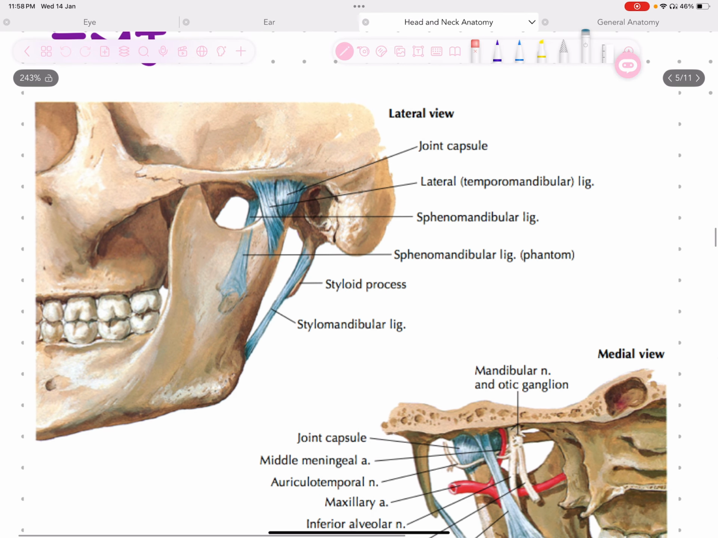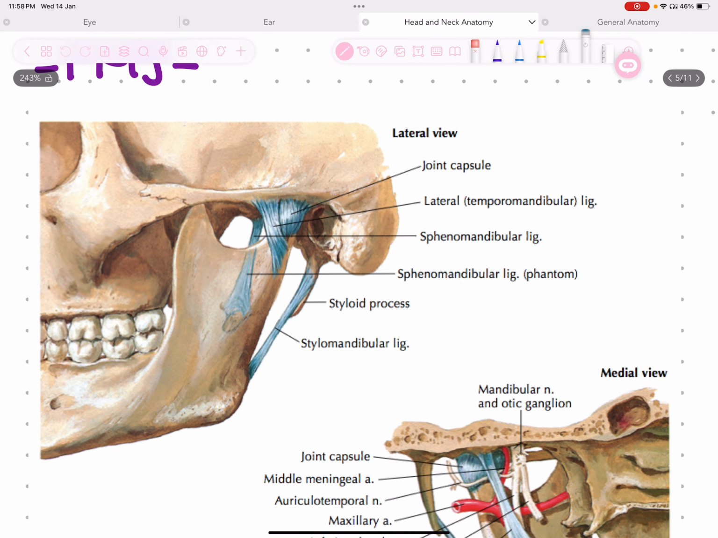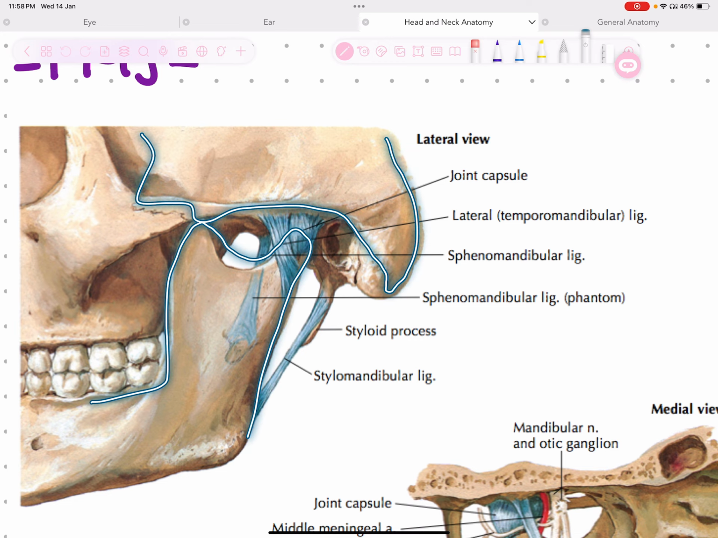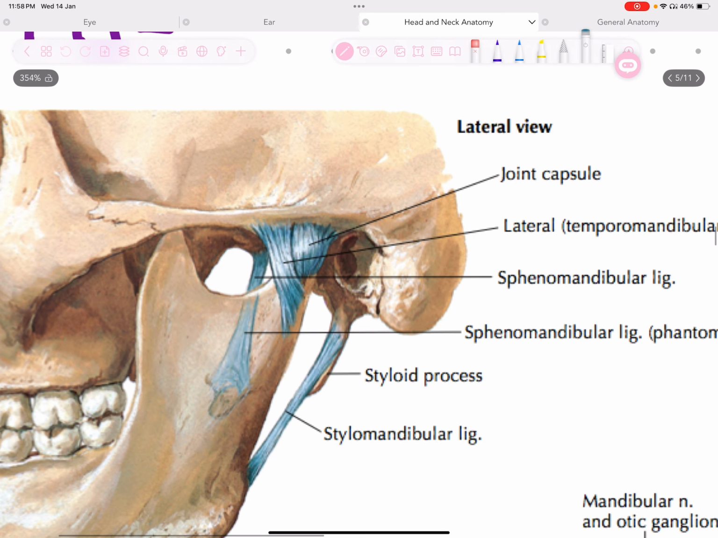Anyway, the temporomandibular joint is a joint of synovial variety, and it's basically an articulation between the mandible and the temporal bone. So the temporal bone and the mandible, right? But exactly what portions of these bones?